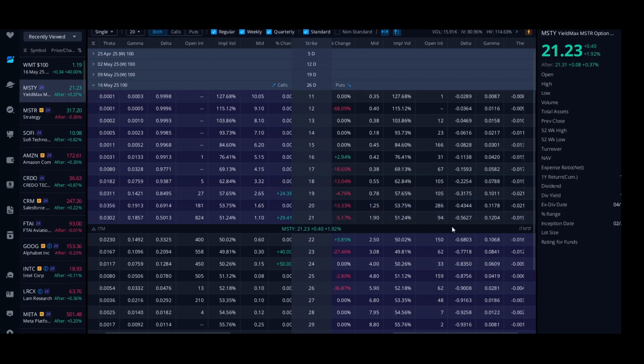Now that's really the simple way of looking at the delta. There's a little bit more to it, but I think that's about the simplest way of looking at delta.